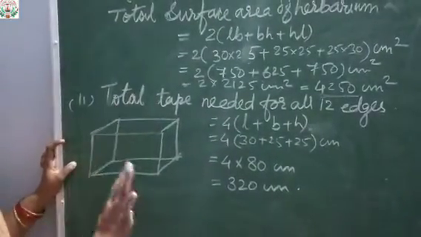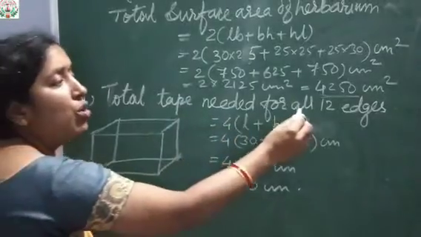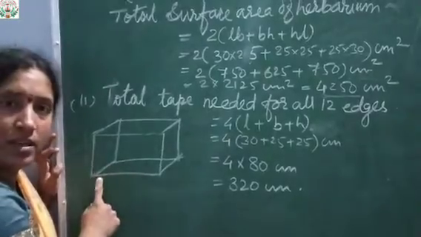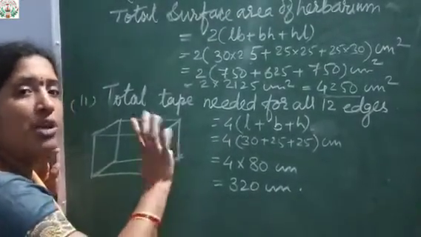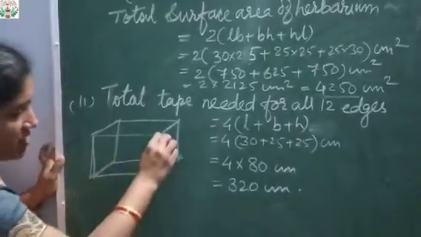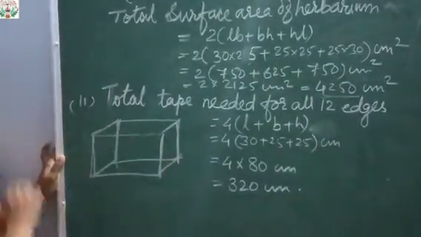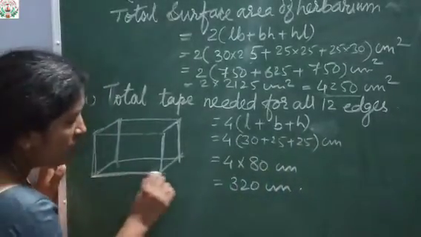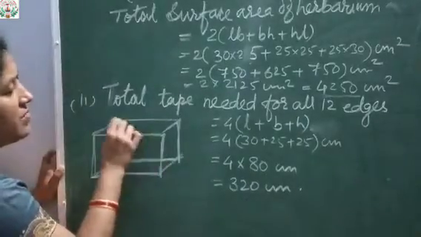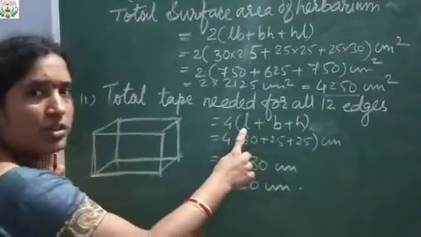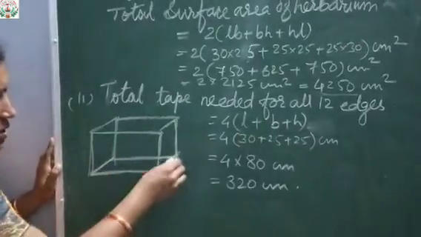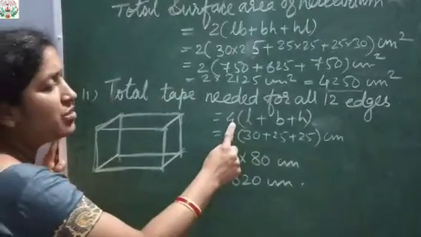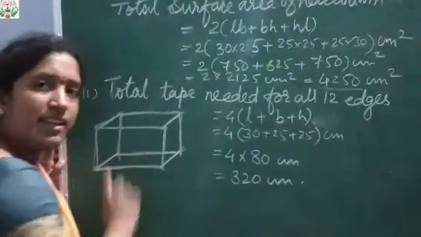Now second part of the same question: total tape needed for all 12 edges. In these 12 edges you know that there are 4 lengths, 4 breadths and 4 heights, because this is height, this is height, this is height and this is height. So 4 heights. Same way 4 lengths: this is 1, this is 2, this is 3, this is 4. And here breadth is 1, 2, 3, 4. So 4 breadths. So here it is 4 into (L plus B plus H). Now it is clear.